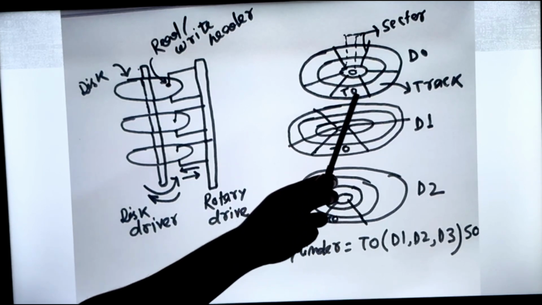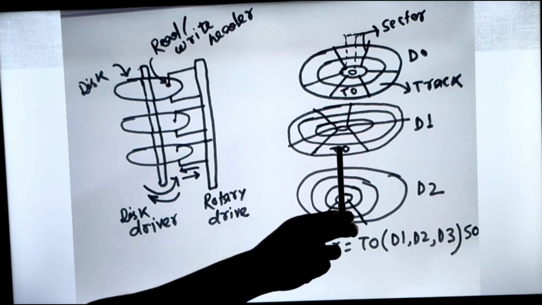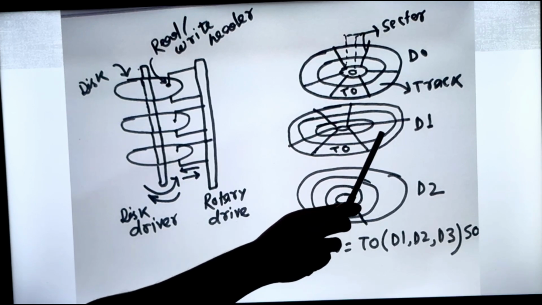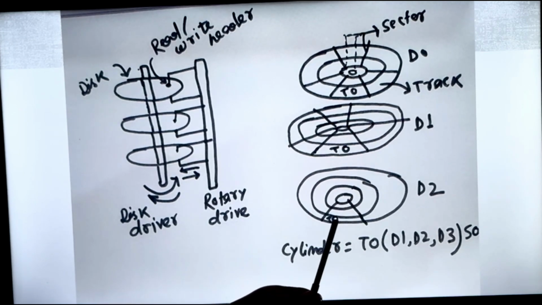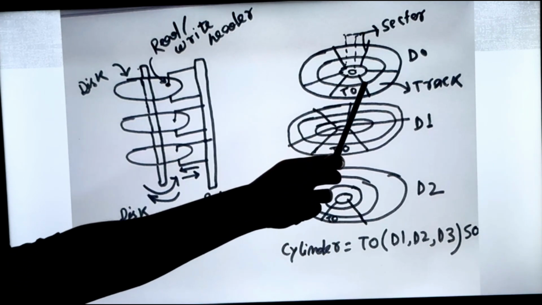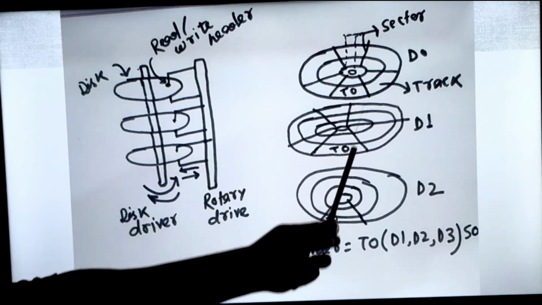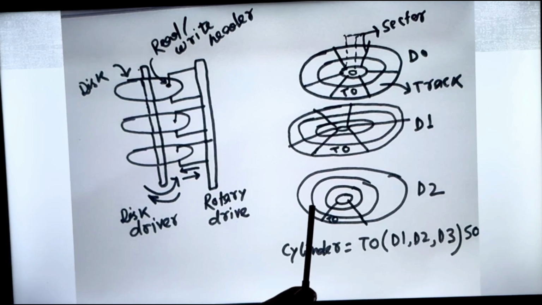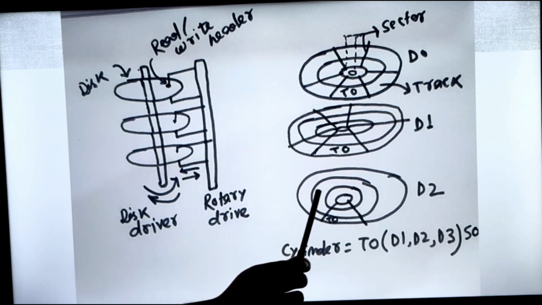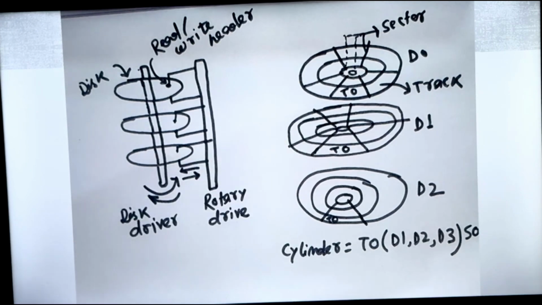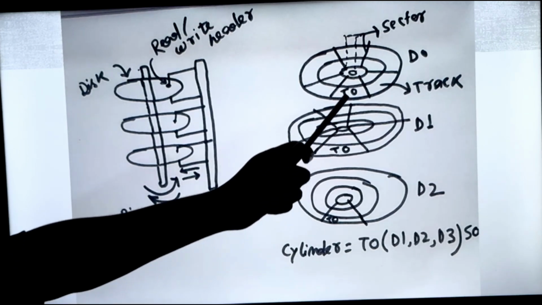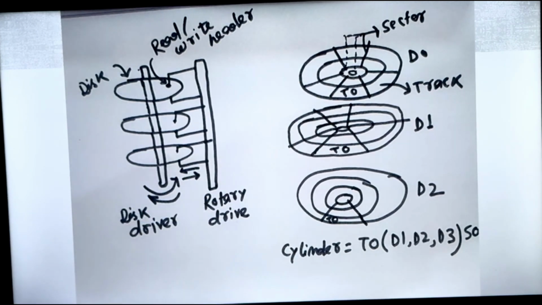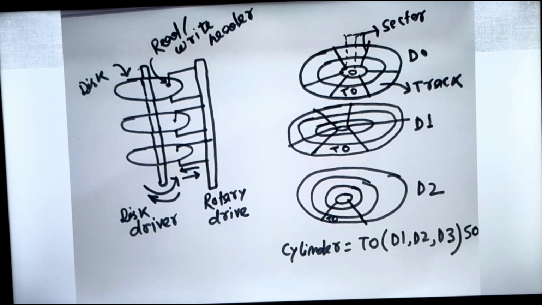So sector 0 from track 0 in disk 0, sector 0 from track 0 in disk 1, and sector 0 from track 0 in disk 2, all these same-location sectors are known as a cylinder. How many cylinders I have depends on how many sectors I have in each disk. So a collection of the same sectors from all the disks is known as a cylinder. I hope you understood this.